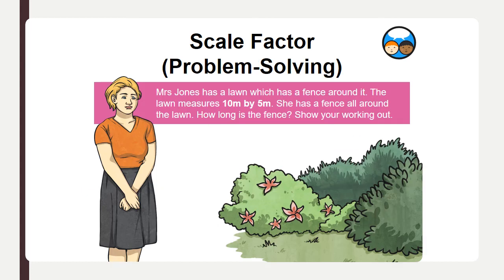Excellent. Let's look at another problem. Mrs. Jones has a lawn which has a fence around it. The lawn measures 10 meters by 5 meters. So close your eyes and just picture her lawn, 10 meters by 5 meters. Super. She has a fence all around the lawn. How long is the fence? Show your working out. So pause the video here and have a go at answering this question.